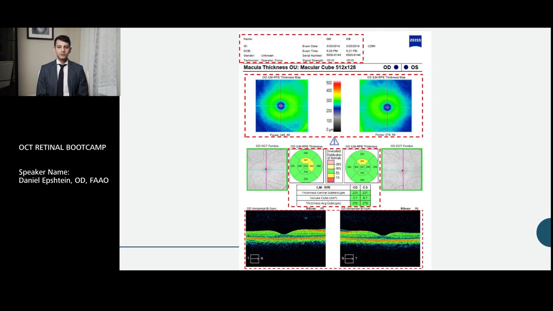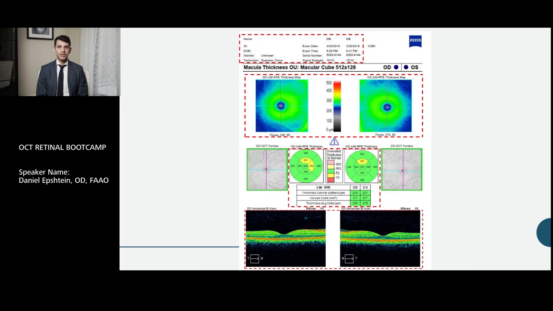So the way I look at a retinal OCT scan is first look at the macular thickness map. And this has a lot of information in a really small report. So it's literally just one sheet. First thing I do, which we should all be doing on all our diagnostic reports, is making sure we have the right patient, the right date, and of course that the signal strength is good.